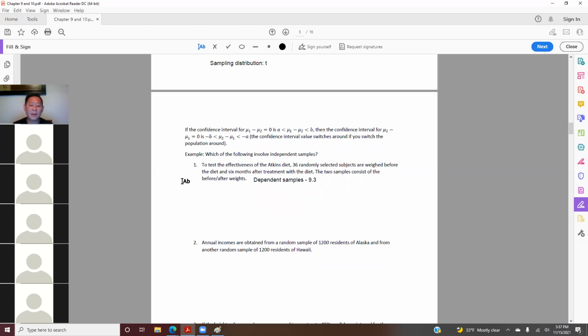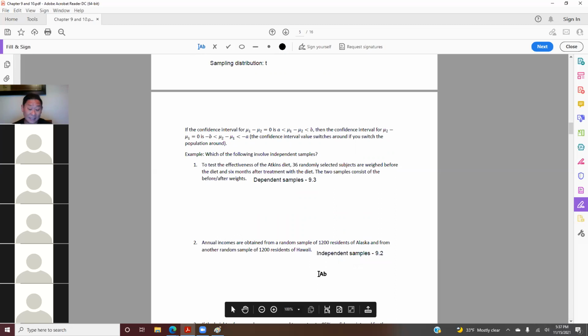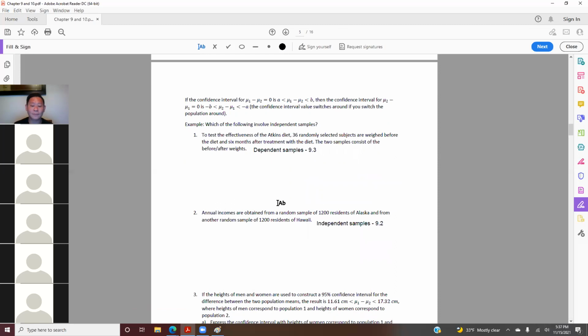How about question 2? Annual incomes are obtained from a random sample of 1,200 residents in Alaska and another 1,200 random samples from Hawaii. Is this dependent or independent samples? Independent samples. So you use section 9.2 for this kind of work. Questions with this? Very basic, but very important. And don't switch these two around, you get in trouble.